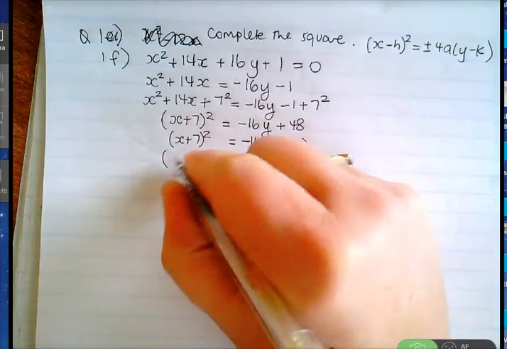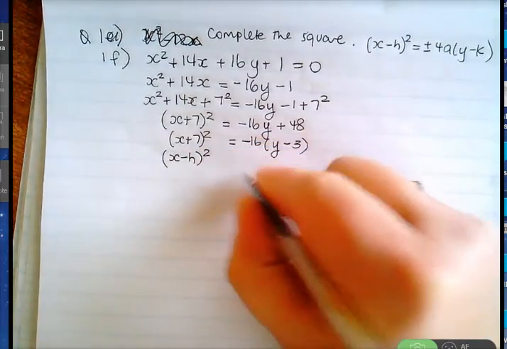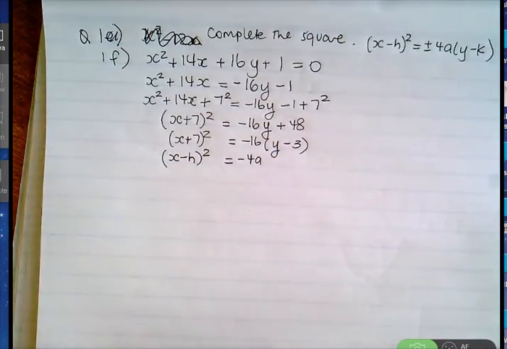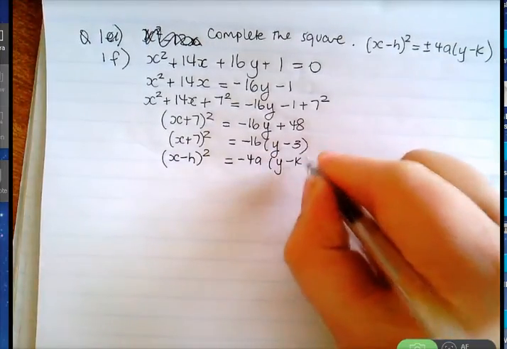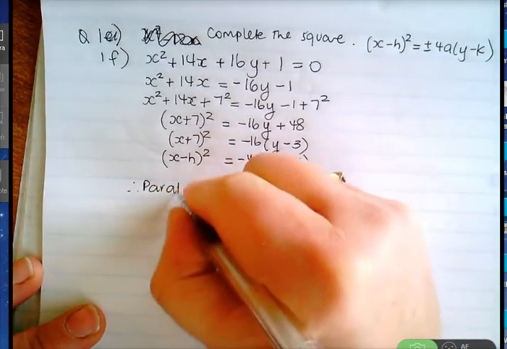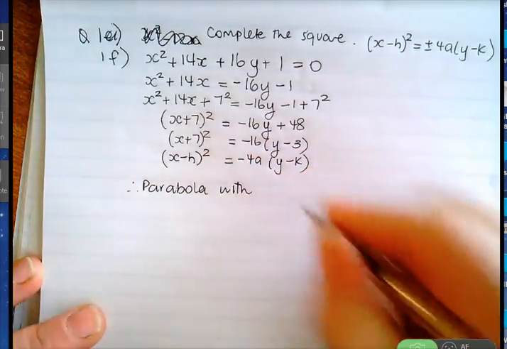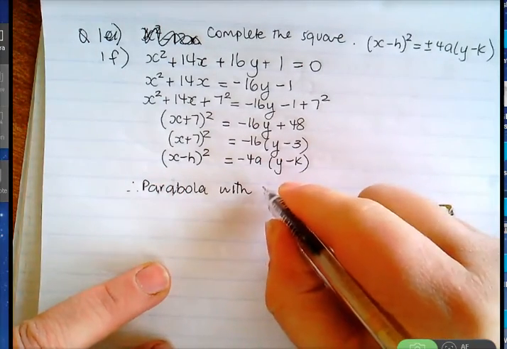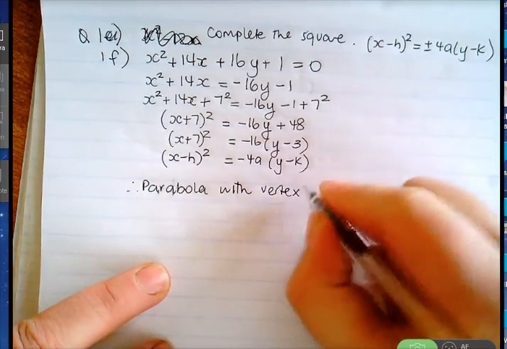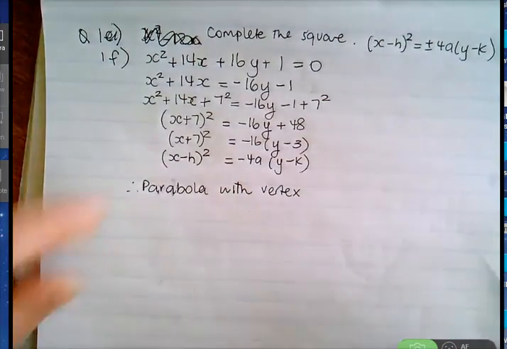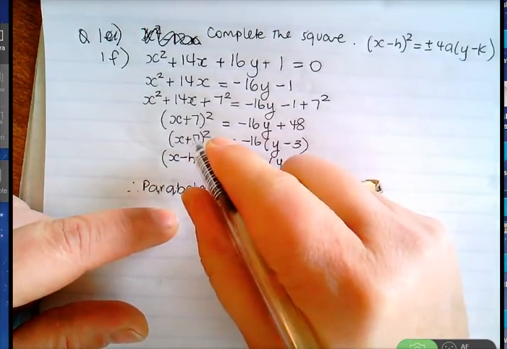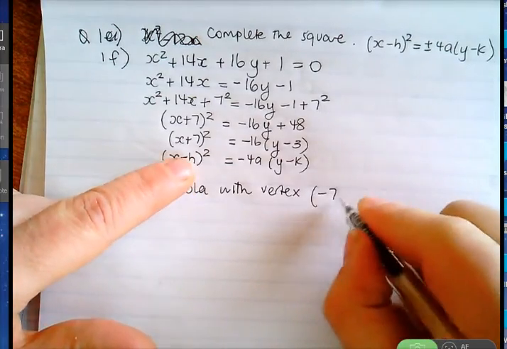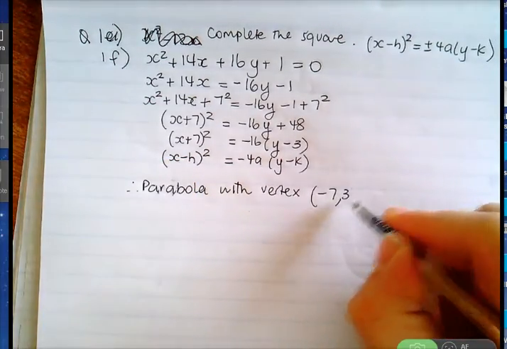So write the type underneath it. So this is of the type x minus h squared equals negative 4a y minus k. Do you see why it's the negative type? So therefore, this is a parabola with a vertex you can see straight away, because the vertex is (h, k). What's the vertex? Well, yes, because that's x minus -7 squared, because you want it in the form x minus h. So the vertex is -7 and 3.